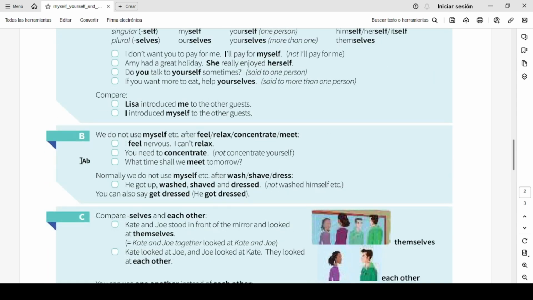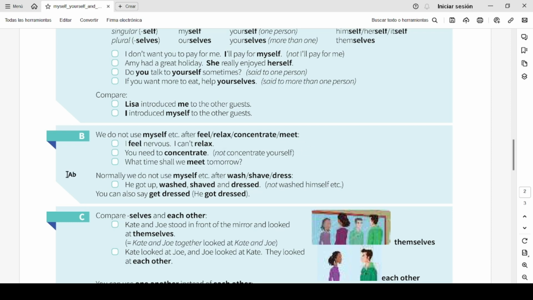Okay, let's move on to section B. We do not use myself, etc. after feel, relax, concentrate, and meet. For example, I feel nervous. I can relax. So after these verbs, feel, relax, concentrate, and meet, we don't use myself or any other reflexive pronouns. Another example, you need to concentrate. Not concentrate yourself. That doesn't exist, right?